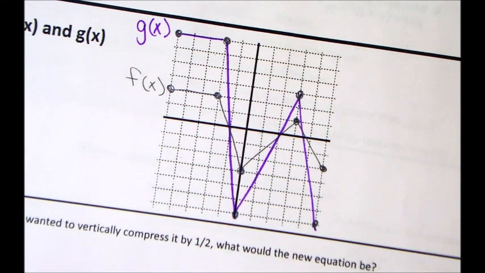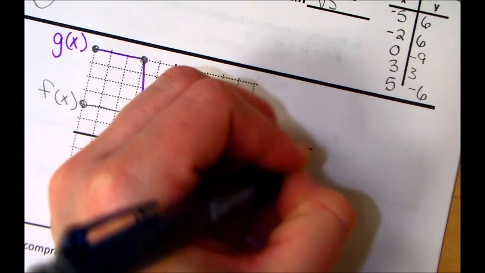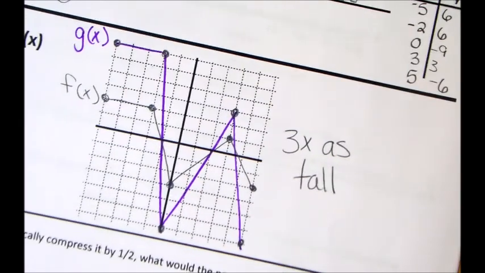So that's a visual on how a vertical stretch works. It looks 3 times as tall. Maybe we want to write that down. 3 times as tall. That's why we call it a vertical stretch.